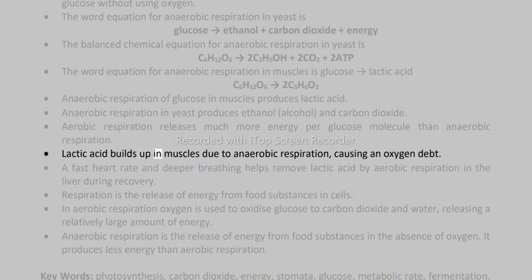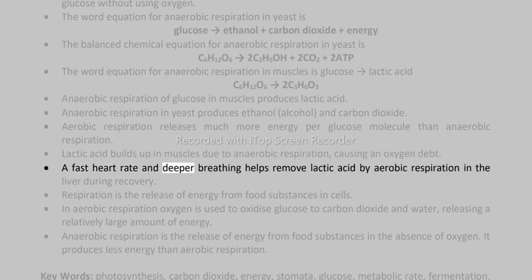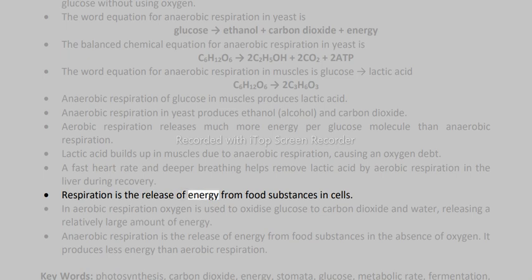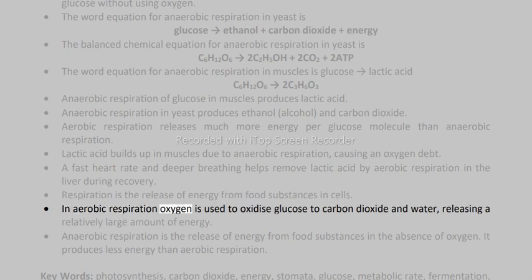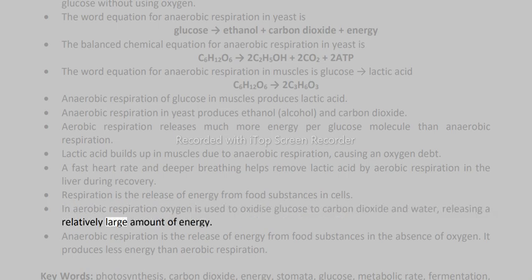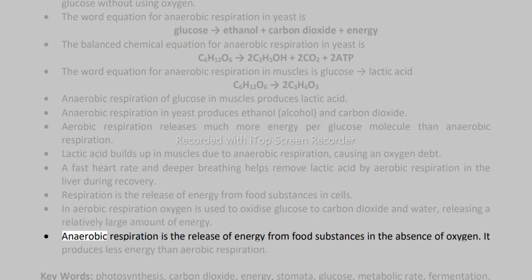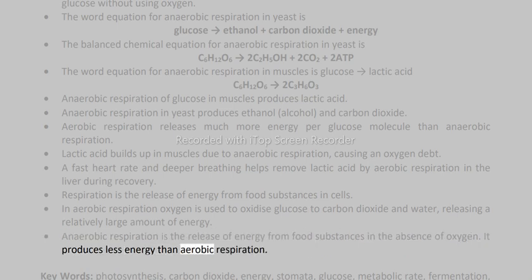Lactic acid builds up in muscles due to anaerobic respiration, causing an oxygen debt. A fast heart rate and deeper breathing help remove lactic acid by aerobic respiration in the liver during recovery. Respiration is the release of energy from food substances in cells. In aerobic respiration, oxygen is used to oxidize glucose to carbon dioxide and water, releasing a relatively large amount of energy. Anaerobic respiration is the release of energy from food substances in the absence of oxygen. It produces less energy than aerobic respiration.